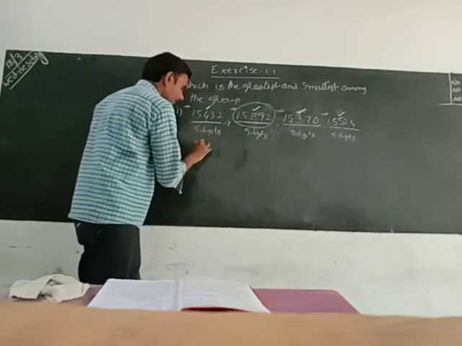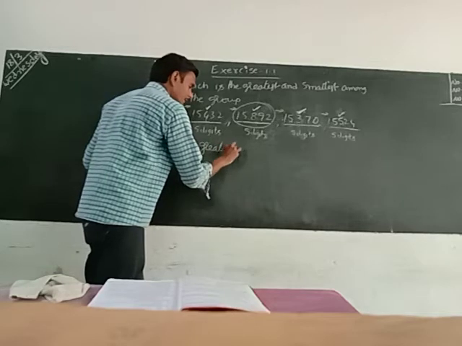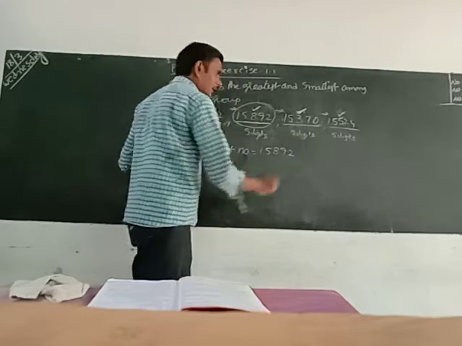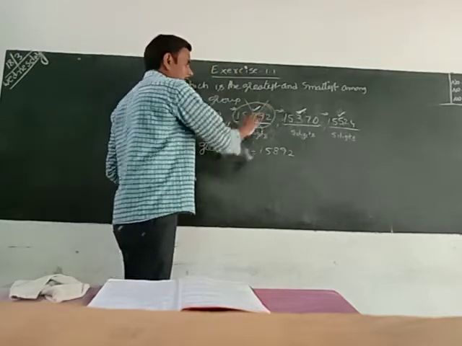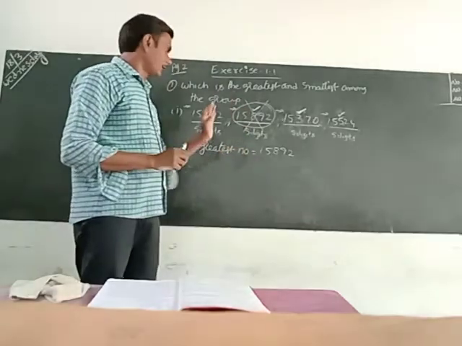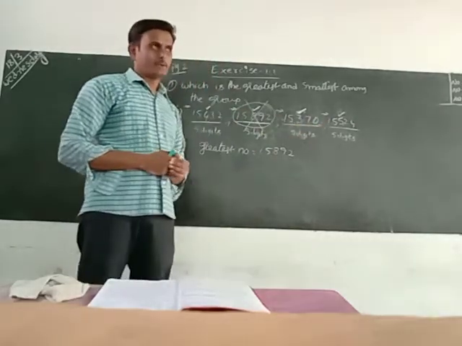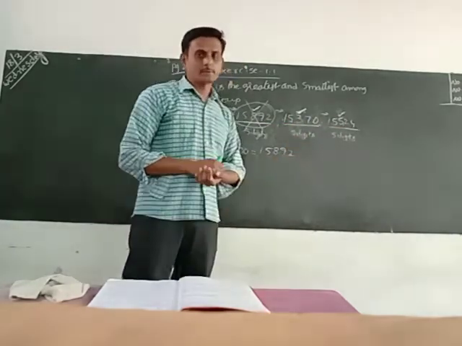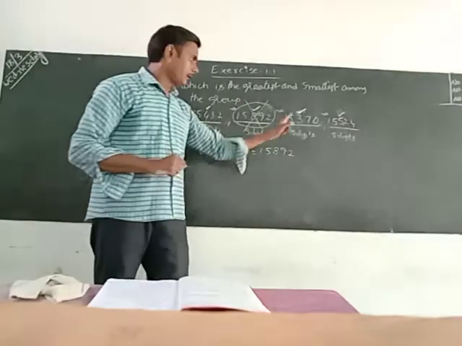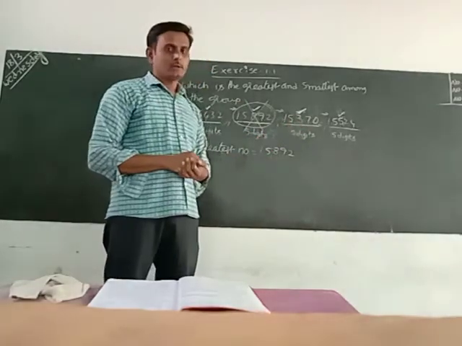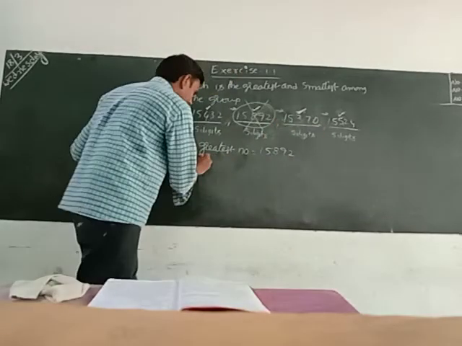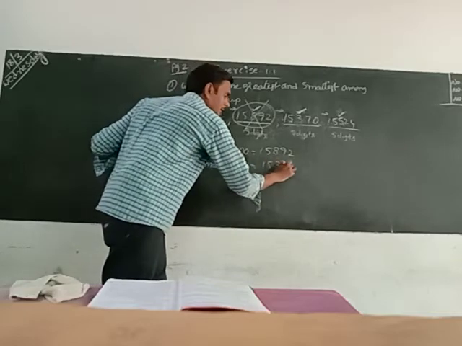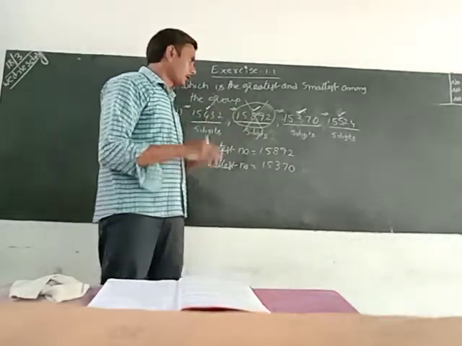Greatest number equal to 15892. Leave this one, don't consider it now, since the greatest number is already completed. In these 3 numbers, which is the smallest? If you go for 4, 3, 5, which is the smallest? 3 is the smallest, which means this is the smallest number. Smallest number equal to 15370.